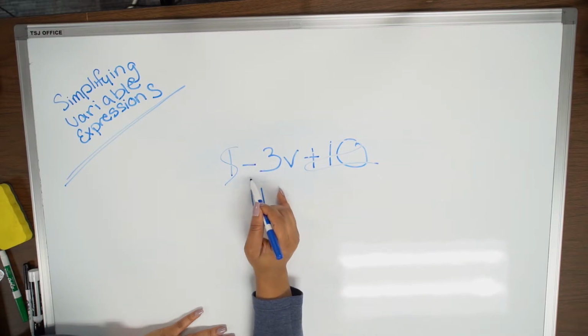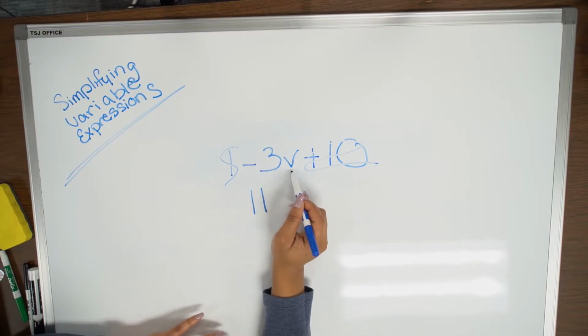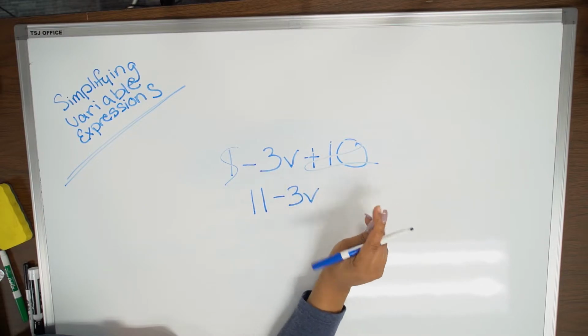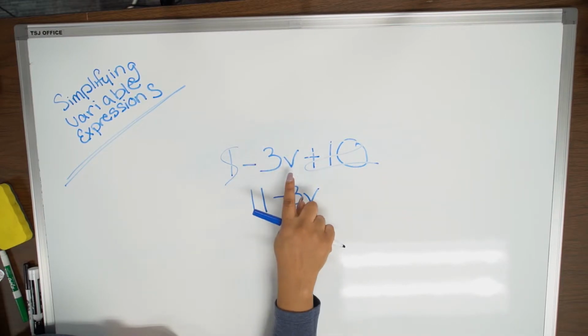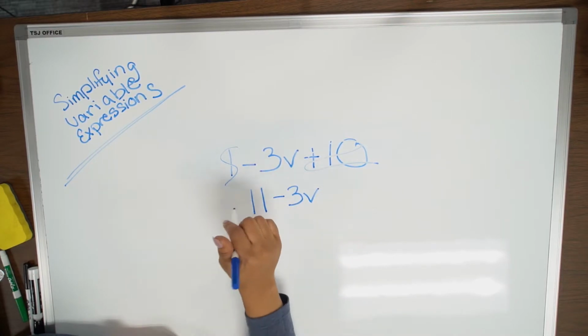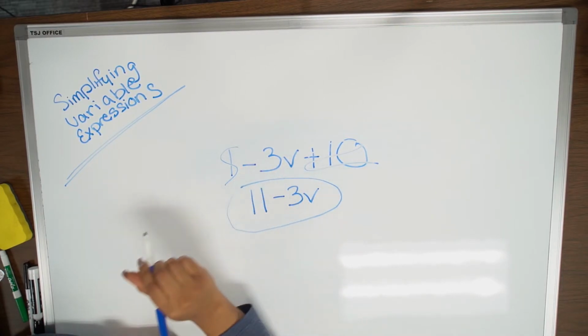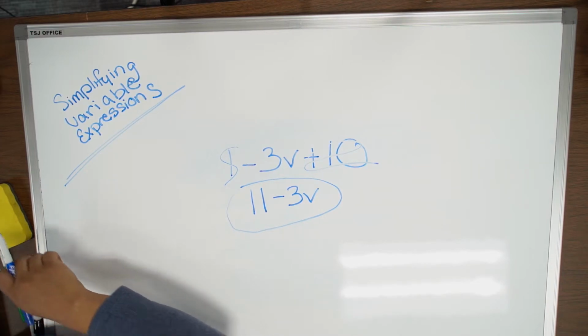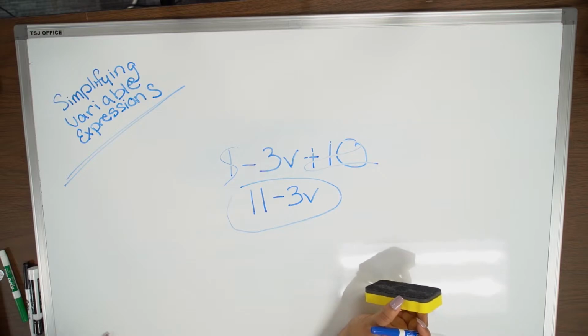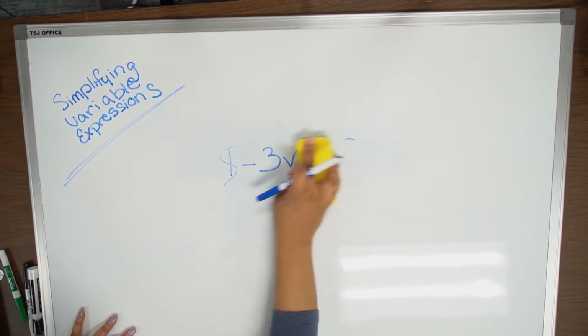Remember what I said? We're just simplifying. You're not doing anything to take any numbers apart from the variable. So we're just simply going to bring that down, because there's nothing else in the problem that has a v on it. So that's already simplified. So the answer is 11 minus 3v. That is simplified. Let's do another one.